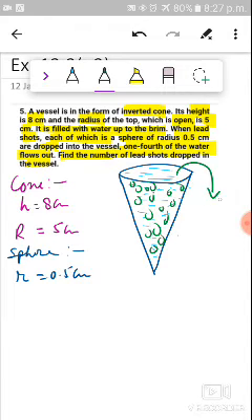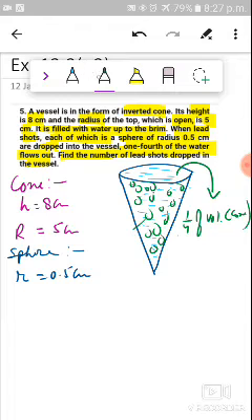And how much water falls out? That is 1/4 of the water flows out. What of 1/4? 1/4 of volume of cone. Okay, right? So it means the volume of all these lead shots will be equal to 1/4 of volume of the cone. Okay, now what we need to find out? Find the number of lead shots.